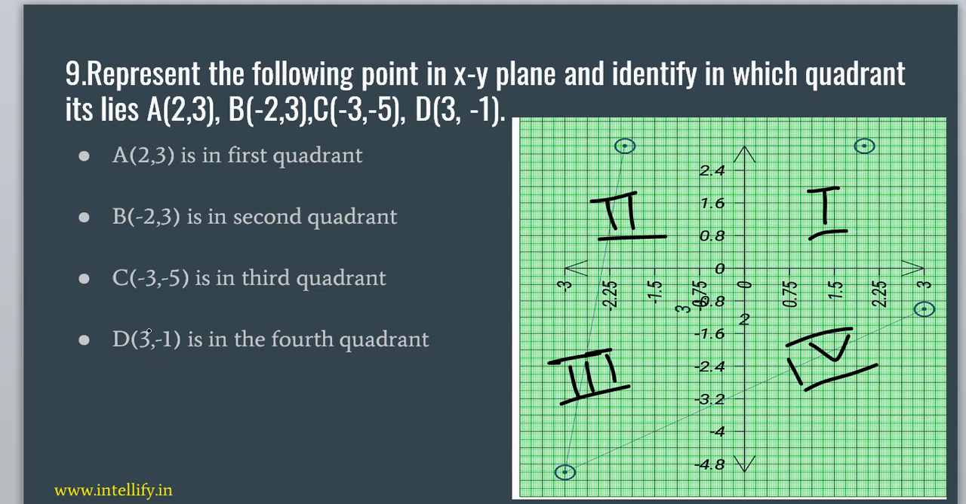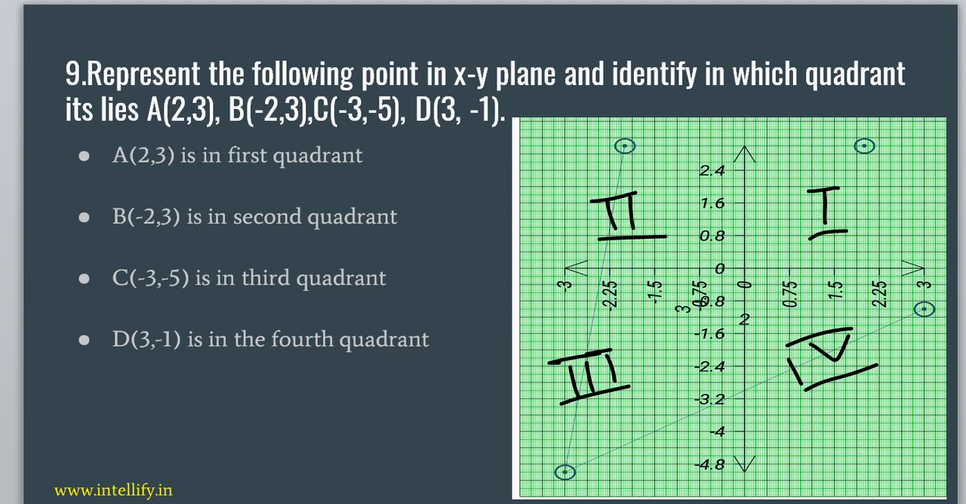After that we have d, that is (3, -1). Here x is positive and y is negative. So for positive x, we will go right side toward the x coordinate, we will get 3 here, and we have that -1. So we'll go down below the x-axis, we'll get -1, which is the negative y coordinate. We'll get (3, -1), which is in the fourth quadrant.